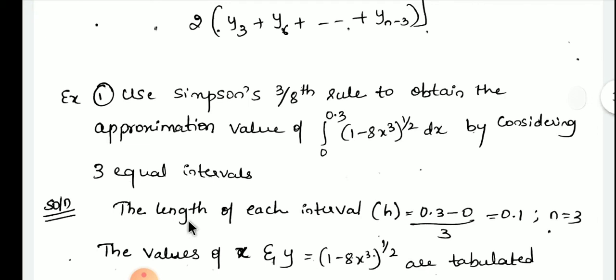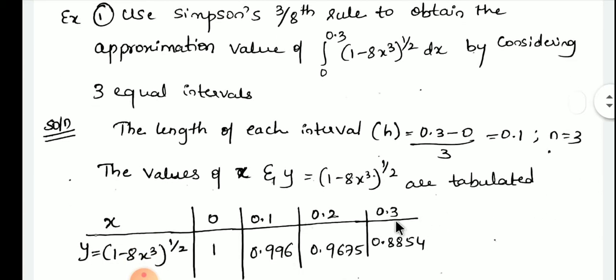Here the length of each interval will be given by h. I need to calculate h. To calculate h, it is given by the formula b minus a divided by n. n is the number of intervals they have given, that is your n value, and upper limit minus lower limit, that is 0.3 minus 0 divided by 3, which gives the answer 0.1. Now h is 0.1 and n is equal to 3.